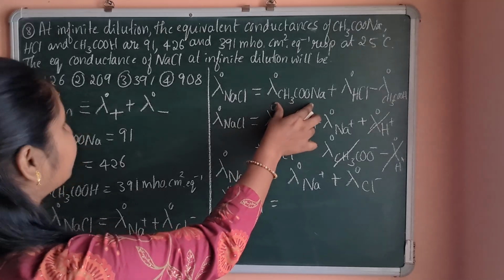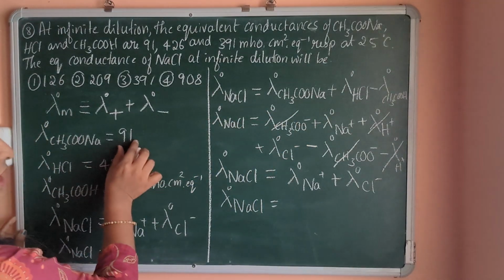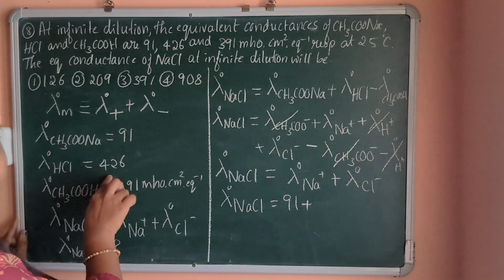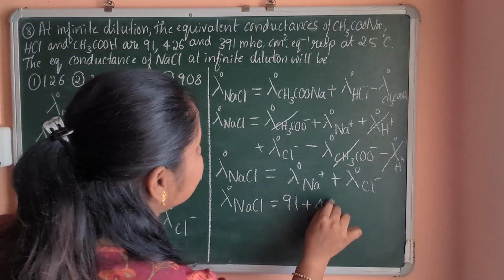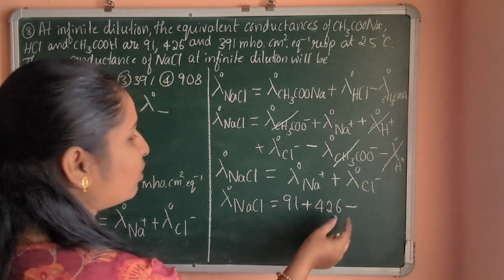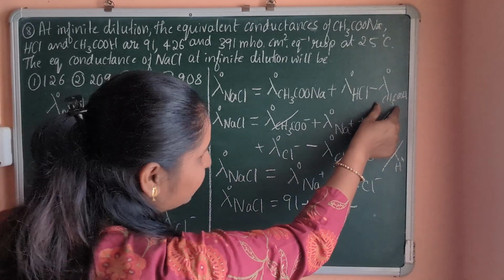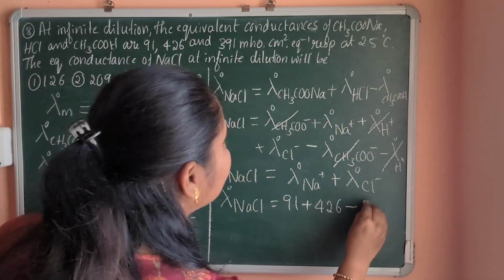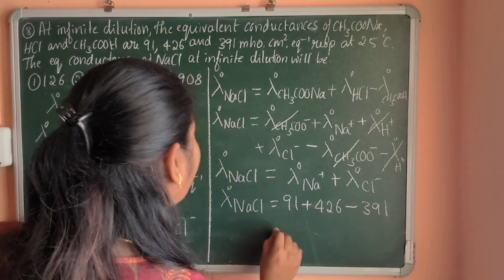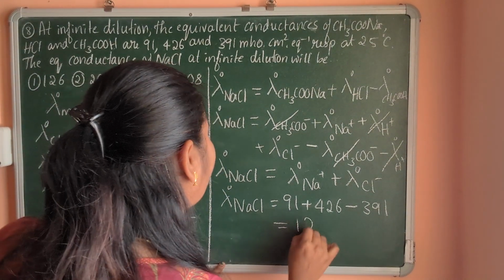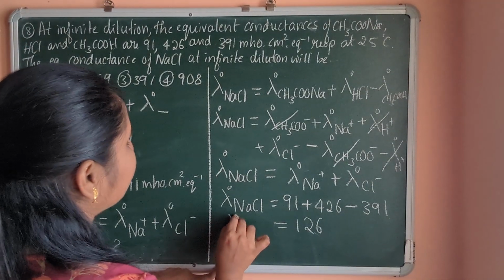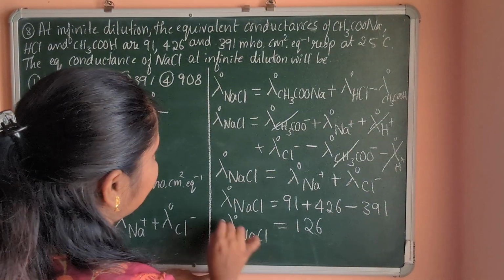The sodium acetate value is given, that is 91. 91 plus HCl, that is 426, 426 minus 391. When we do the subtraction, then only we will get the answer for NaCl. So our answer is going to be 126. 126 will be the answer for the limiting molar conductivity of NaCl here.